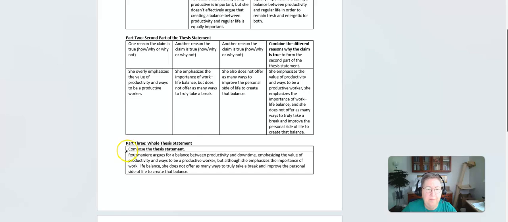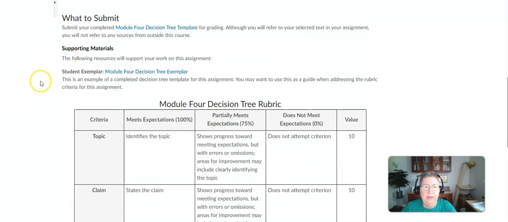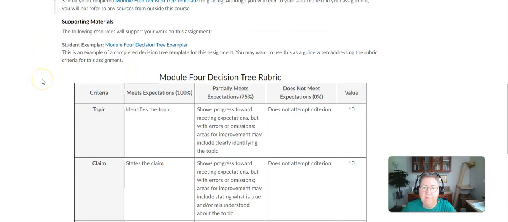And then we finish by putting it into a complete thesis statement. And you'll want to use this one as a template to help you construct yours. That's why we provide templates and examples, so you don't have to reinvent the wheel. We're just learning how things function and giving you an opportunity to try those things out. So both the template and the exemplar are listed in the what to submit information.